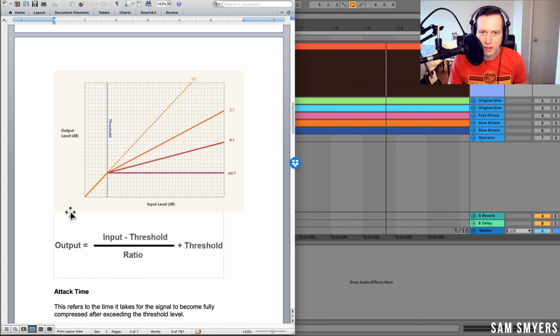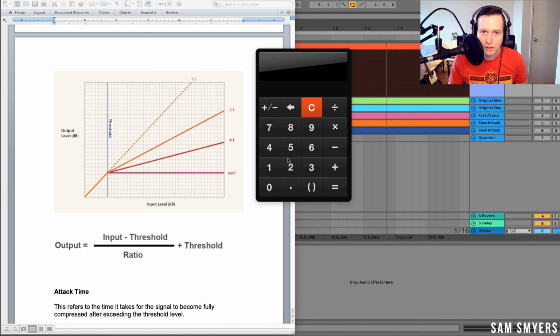To figure out what the output is going to be when we have a ratio different than infinity-to-1 or a ratio that is limiting, we can use this formula, which is output equals input minus threshold over ratio plus the threshold. Let's say that our input is going to be 0 dB minus a threshold of negative 4 dB over a ratio of 4:1 plus the threshold of negative 4. So we should have an output of negative 3 dB.